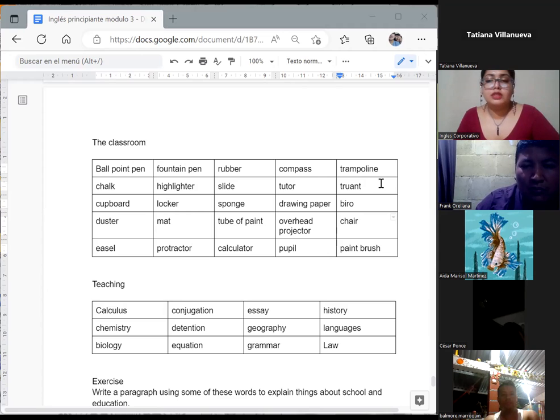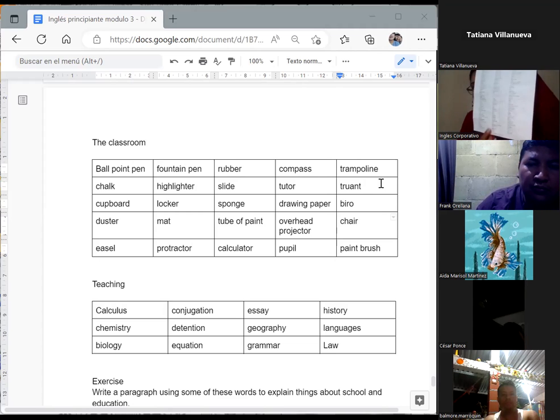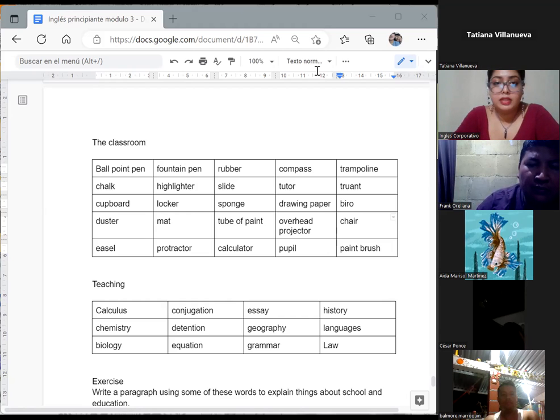But I will send to you the PDF document in which you are going to find two pages, and we're going to have more vocabulary. I'm going to show you. This is the first page and this is the second one. So I'm going to send to you this PDF in which you are going to find more words. But in this case, we are just having the basic ones.